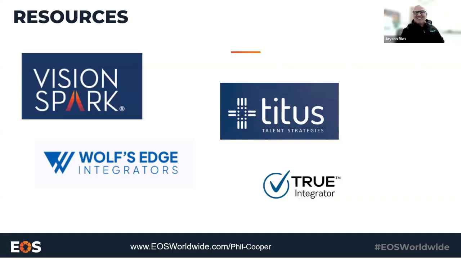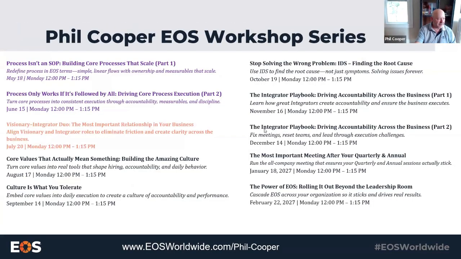Just for clarity, again, if you ever want to go through the workshop list, I have it here. There it is. There's the list of what's coming up. So for what's coming: core values, yeah, you've done that. Culture, which is core values, we've done that. IDS, we've done that. Integrator playbook, those two things are probably good. How do you run an all company meeting? We've probably done that. And rolling it out beyond the leadership room, that we really haven't done. So most of them are out there and probably applicable to Jason and Jeff for you guys.